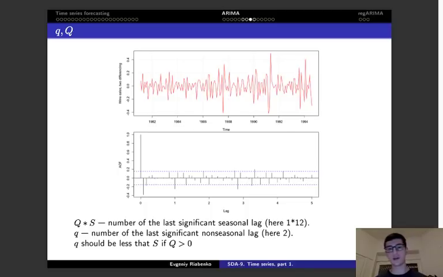Lower q will stand for the last significant non-seasonal lag. Here we just analyze the ACF and see how many values of autocorrelation are significant. For tau equaling 1, we see significant autocorrelation, and for tau equaling 2, we also see significant autocorrelation. So then we'll set q to be equal to 2. These are heuristics, just to save your computational time. What we'll actually do is try different combinations of all these hyperparameters, train the model, and with the help of the Akaike criterion, choose the combinations that lead to the lowest value of AIC.